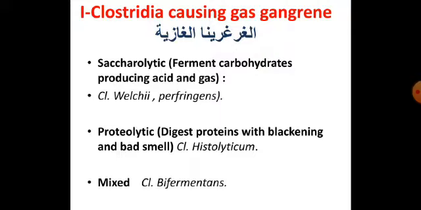Clostridia causing gas gangrene. Shortly, there are two types of Clostridia causing gas gangrene: the saccharolytic type, which ferments carbohydrates producing acid and gas, and the proteolytic type, which digests the proteins with a blackening and bad smell. An example for the saccharolytic type is Clostridium welchii or Clostridium perfringens. An example for the proteolytic type is Clostridium histolyticum, and a mixed type is called Clostridium bifragmentans.